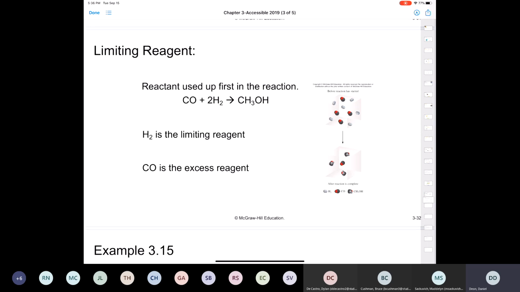Let's see here, limiting reagents. A limiting reagent is the reactant that's going to be used up first in the reaction. So if you have carbon monoxide plus hydrogen to produce this molecule here, CH3OH, that's methanol.